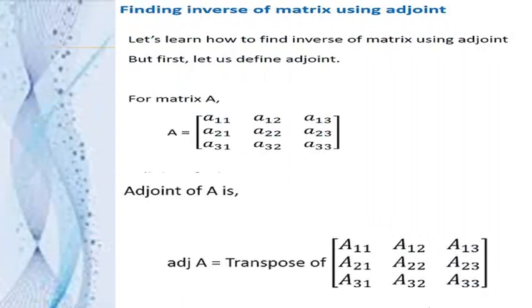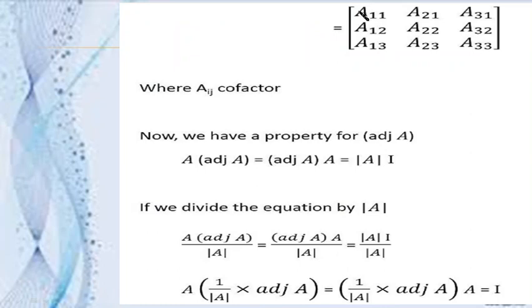Now let's see how to find inverse. Before that, let's understand something. For a 3 by 3 matrix A we have written a general matrix. Now we will find adjoint of A. Adjoint A is the transpose of this cofactor matrix. So first of all, we have to find out all the cofactors, then we'll take its transpose, then adjoint A will be ready. So now this is equal to this, we have taken the transpose.